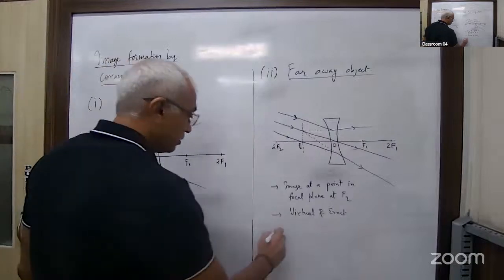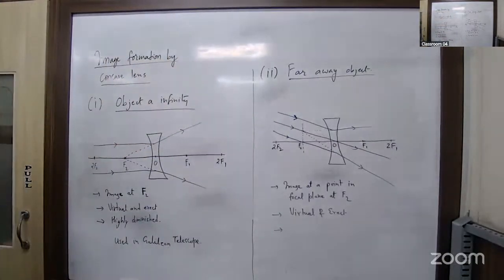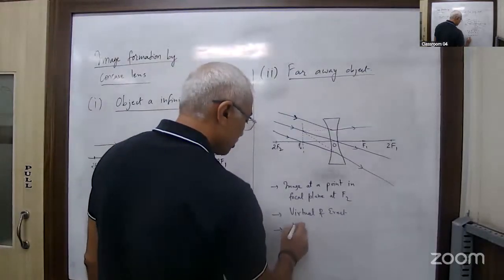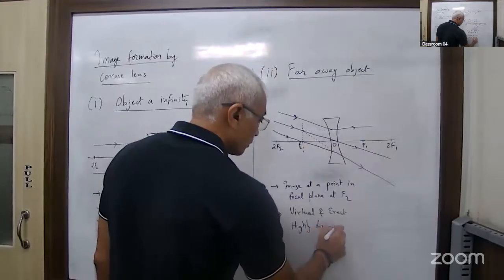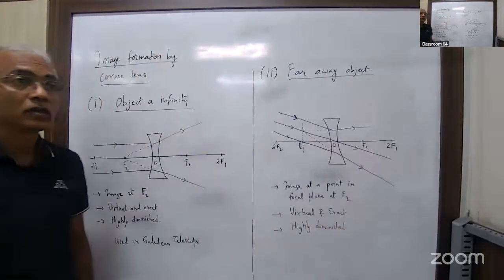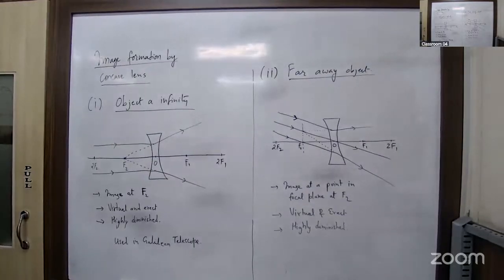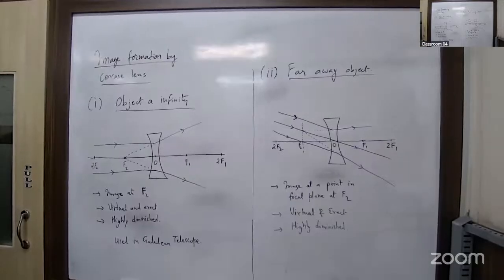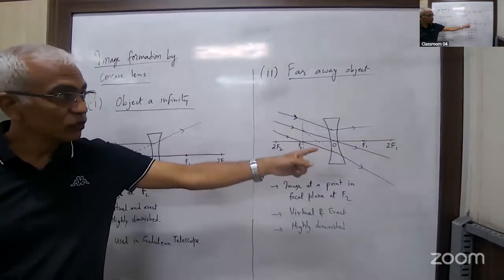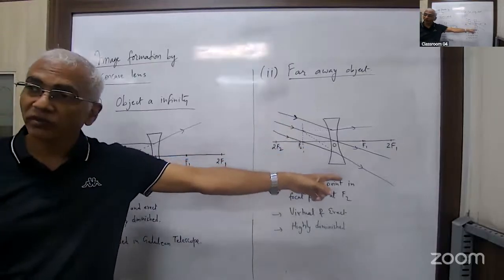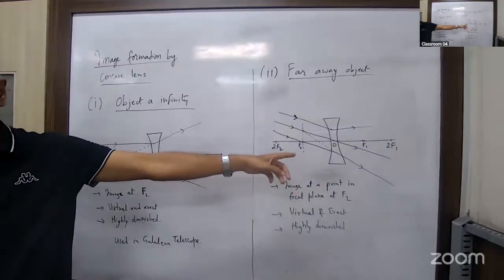Okay. And what about the image? Highly diminished. Size, highly diminished. Okay, so the clue where the image will form is wherever the line passing through O cuts the focal plane. It was also the case with the convex lens. That's where the image will form.